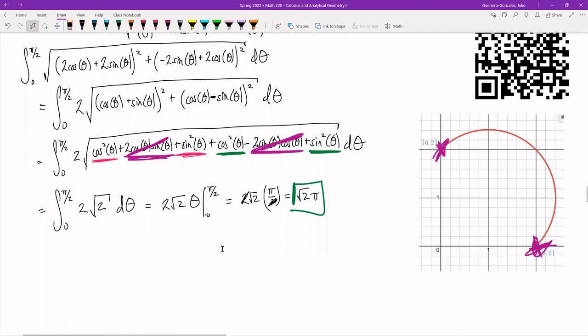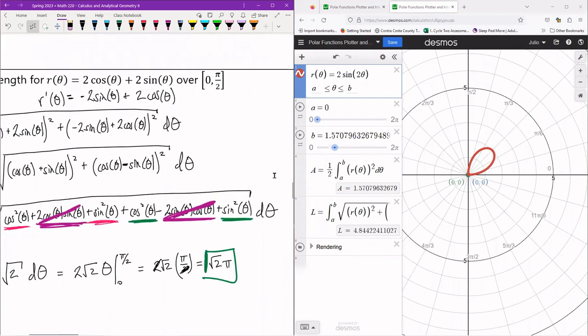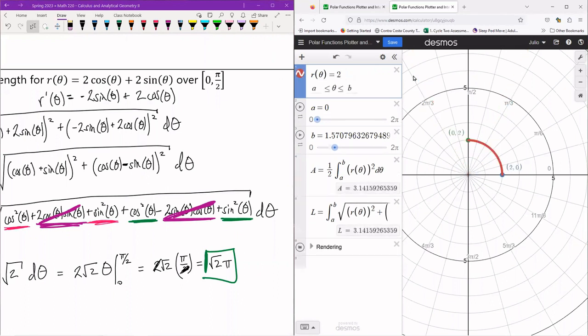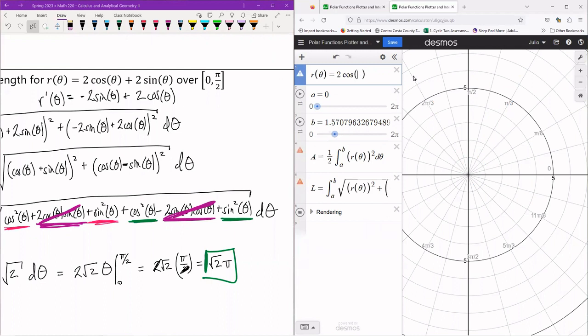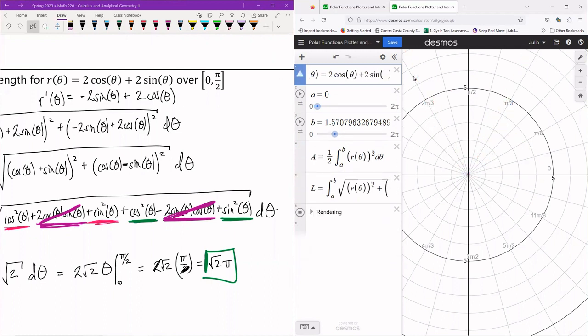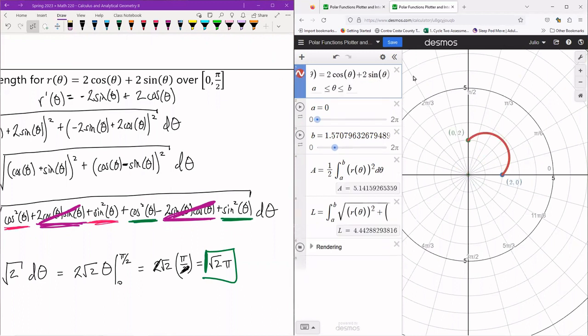Okay, so now just for kicks and giggles, let's go back to our calculator. We know what we want: the 2 cosine theta plus 2 sine theta. So I'm going to go ahead and throw that into my calculator: 2 cosine theta plus 2 sine theta, and we want it from 0 to pi over 2.